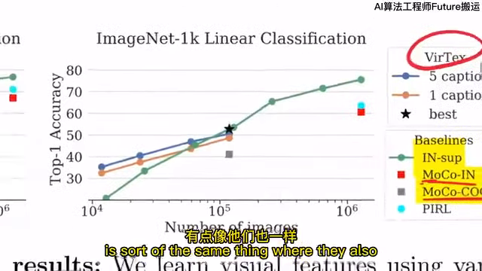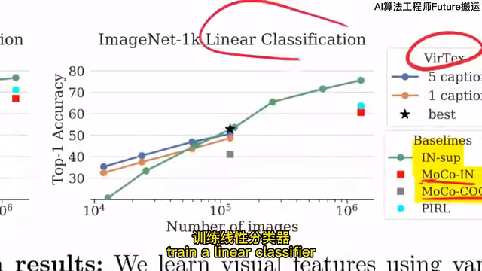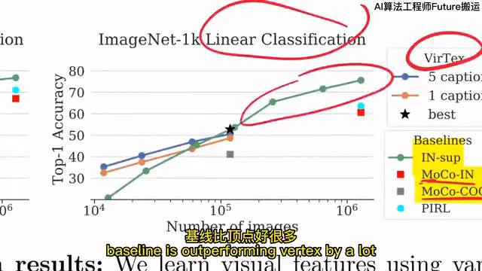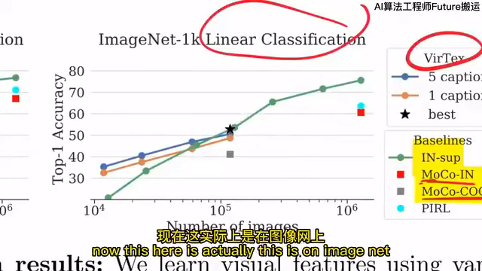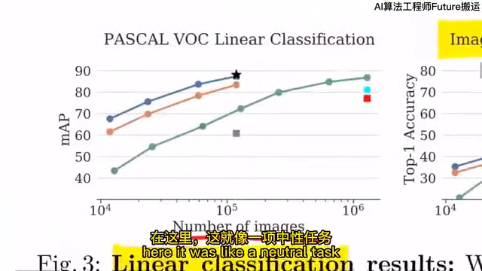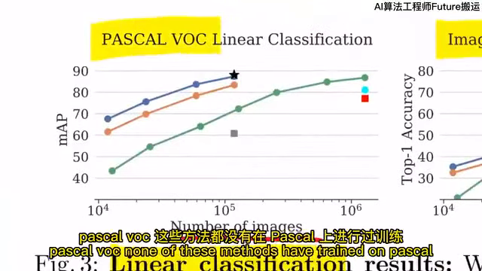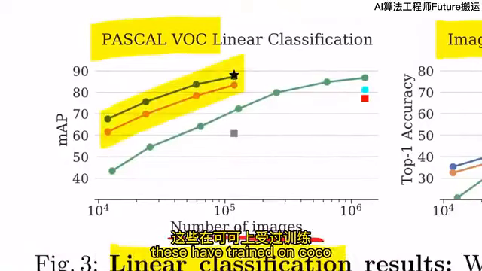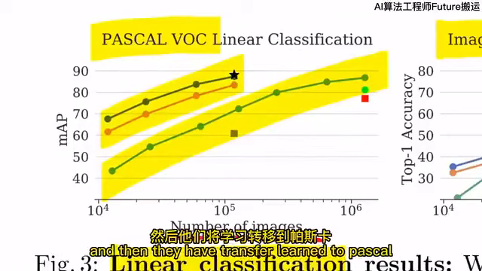Now, this graph here is sort of the same thing, where they also train a linear classifier. And you can see right here that now the ImageNet supervised baseline is outperforming VirTex by a lot. So what's happening here? This is on ImageNet. So the task here that you transfer learn is ImageNet. Here it was like a neutral task, Pascal VOC. None of these methods have trained on Pascal. They simply have trained on their own dataset. These have trained on COCO. This has trained on ImageNet, and then they have transfer learned to Pascal.